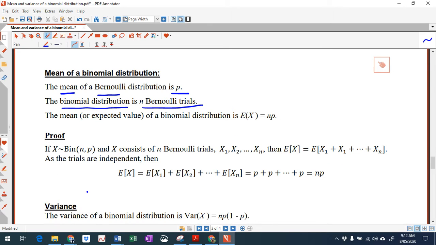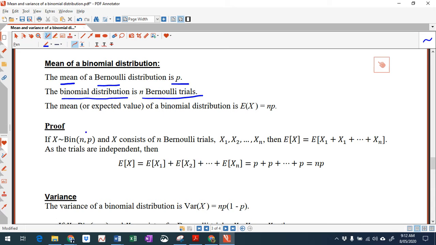If you look at a proof here, X is our random variable, and bin meaning binomial. If X is a binomial distribution with n Bernoulli trials and p the probability of success, then we write this down: X consists of the n Bernoulli trials, X1, X2, all the way up to Xn. Then the expected value of your random variable X will be the expected value of X1 plus the expected value of X2, all the way up to Xn.